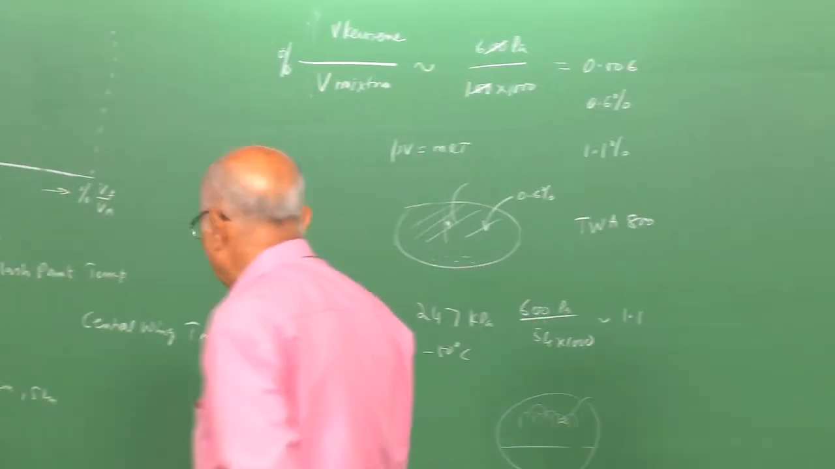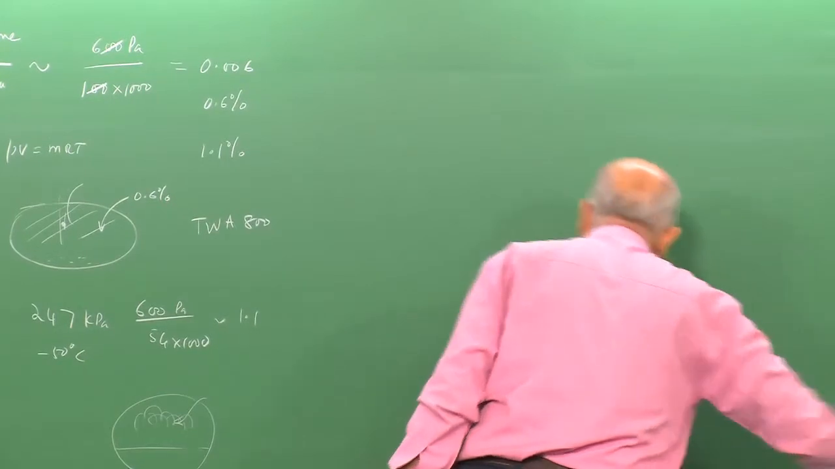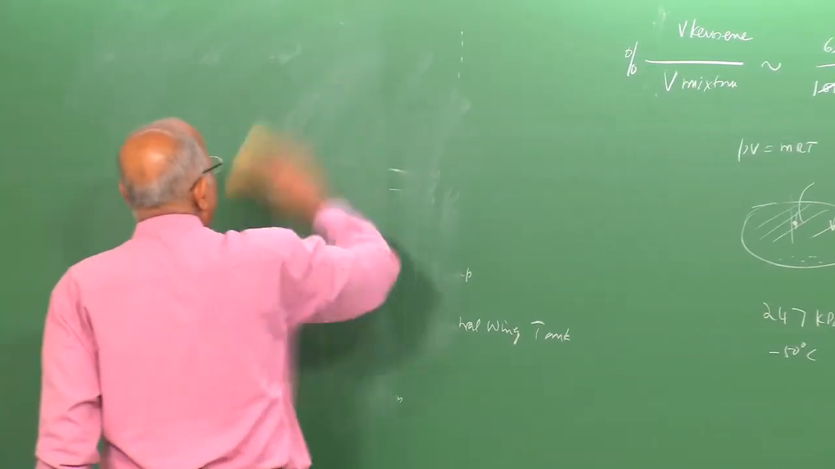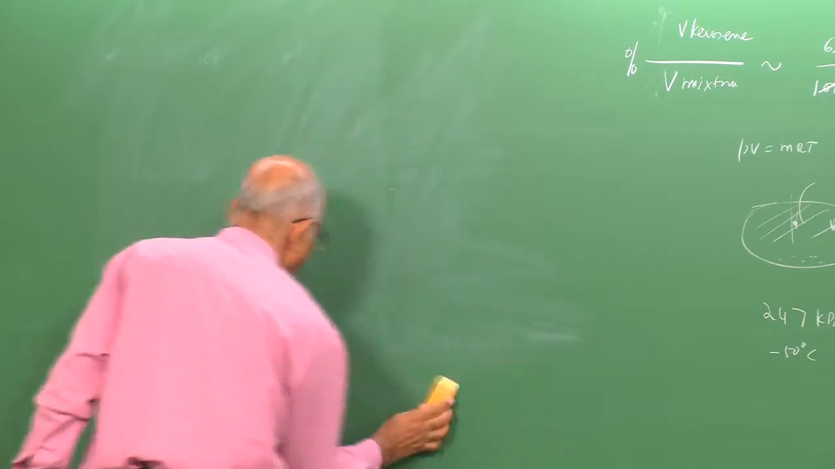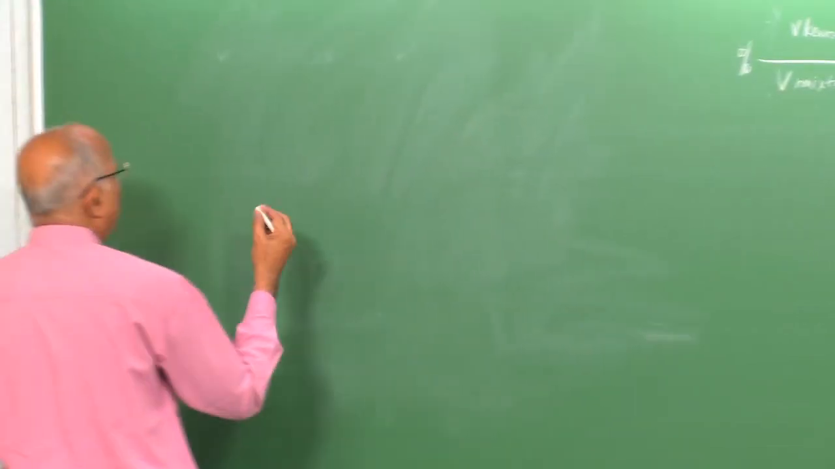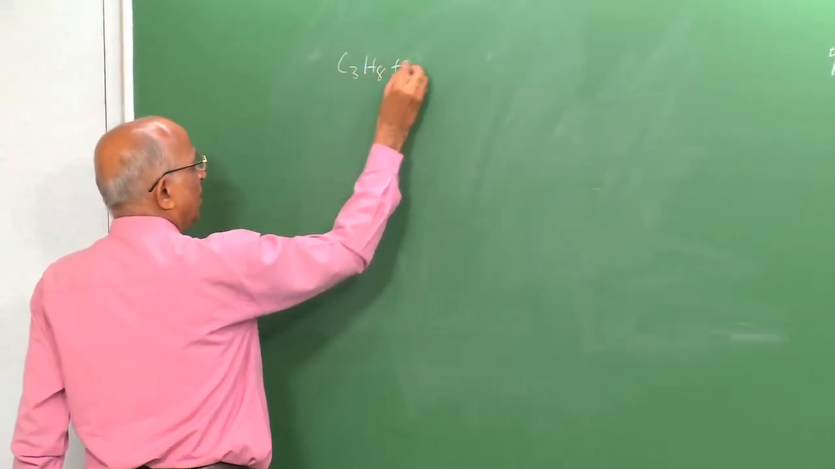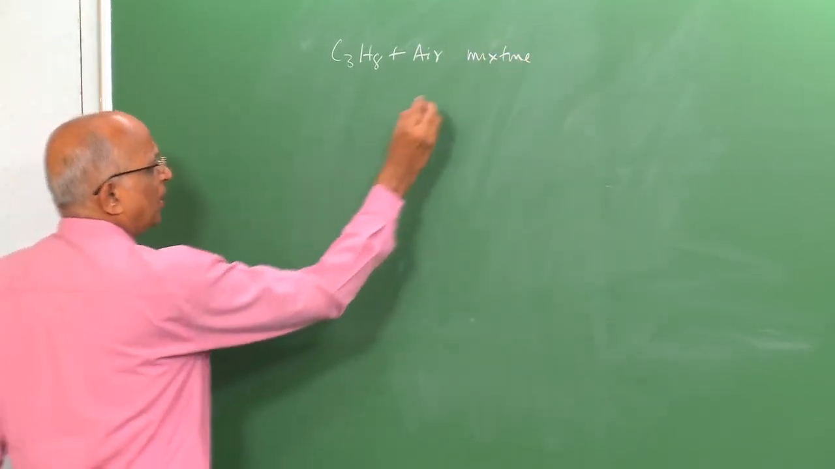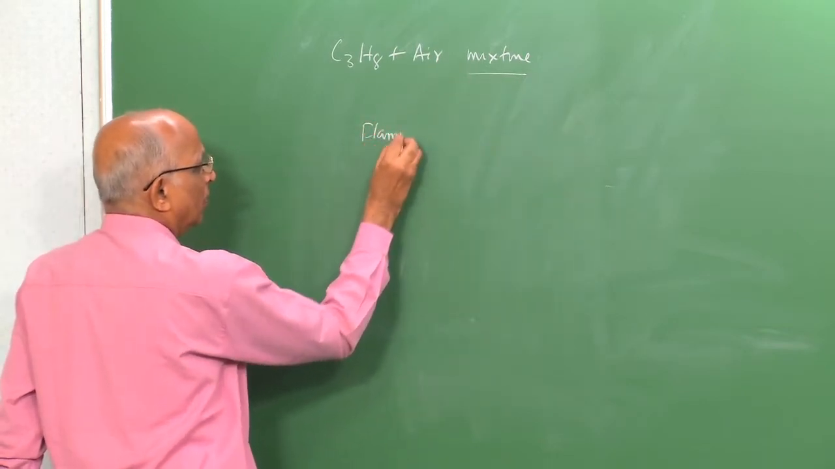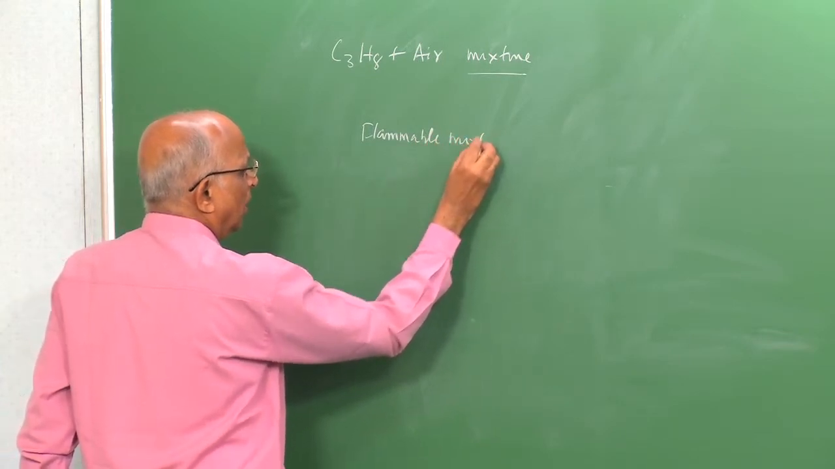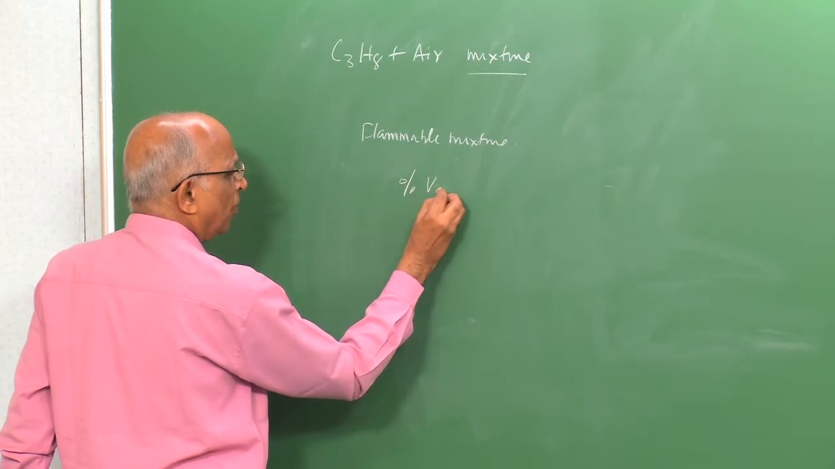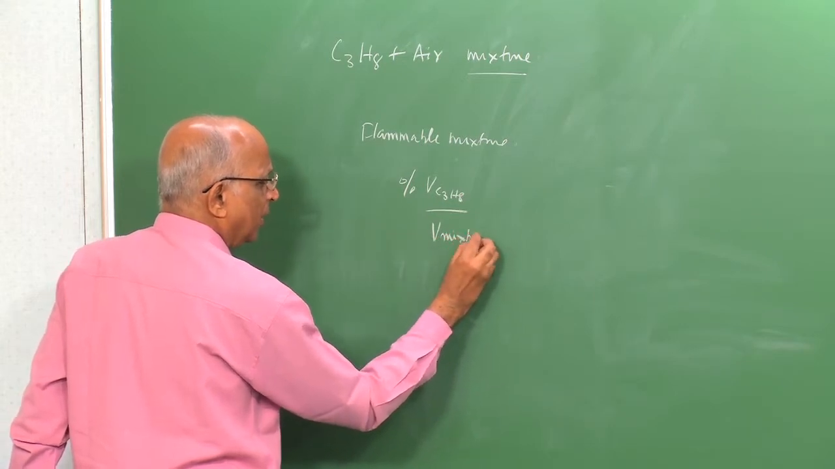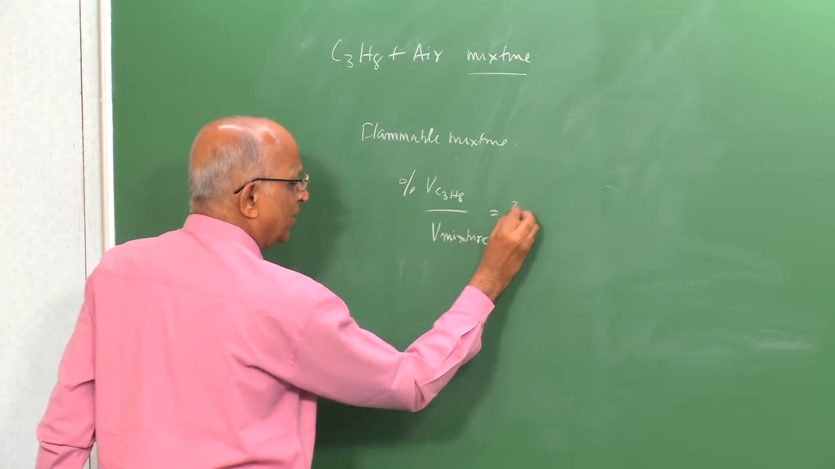Therefore, in the problem what I do now is I will do a small problem relating to how we go ahead and how much quantity of inert gases should we add in order to make a mixture not flammable. Let me take a simpler example of propane C3H8 plus air mixture. Let me presume that the mixture what I have here is a flammable mixture. Let me also assume that the percentage volume of propane, that is C3H8, in the volume of the mixture is, let us say, 3.5%.